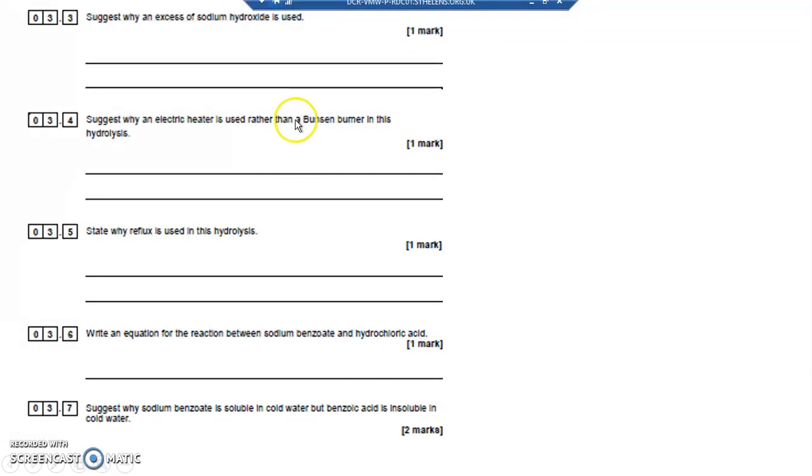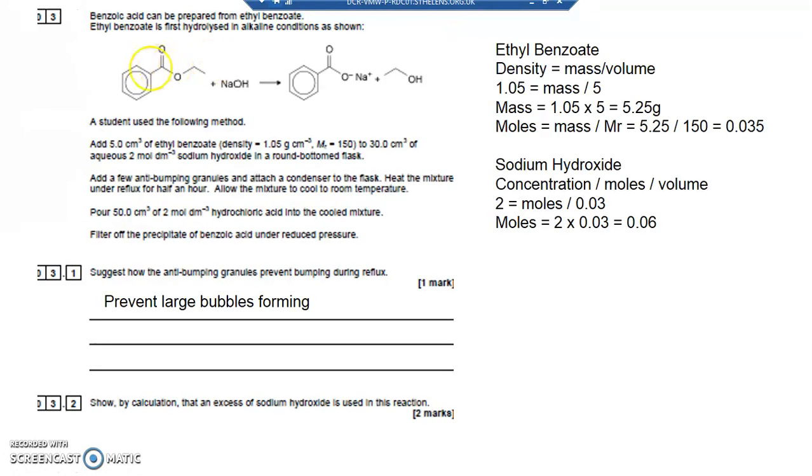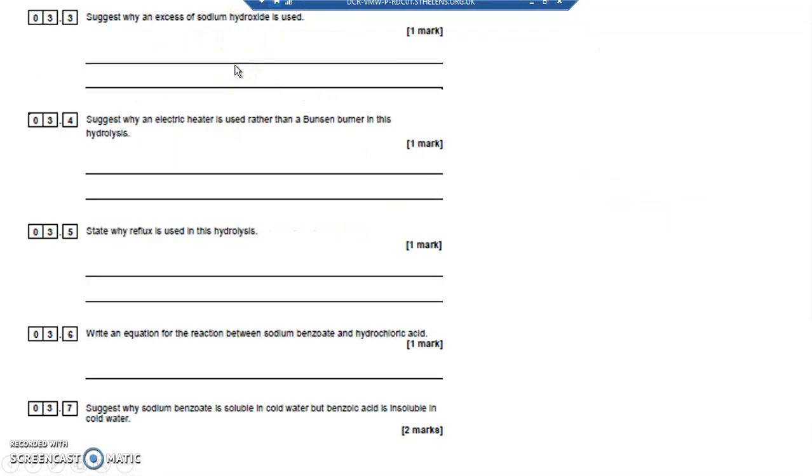Suggest why an excess of sodium hydroxide is used. That's to make sure that all of the ester reacts. So we've got a reaction here of an ester. It tells us that we've got an ester, ethyl benzoate. So you could say to make sure that all of the ethyl benzoate reacts. Suggest why an electric heater is used rather than a Bunsen burner in this hydrolysis. We've clearly got something that's flammable. So one of the reactants or the products may be flammable.